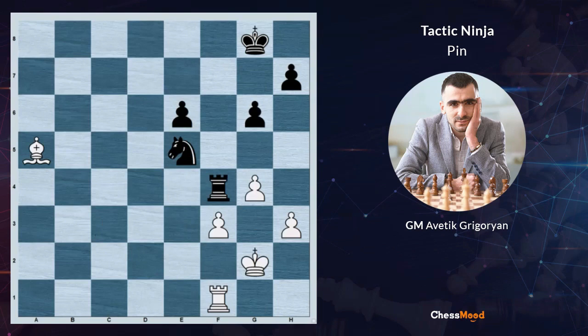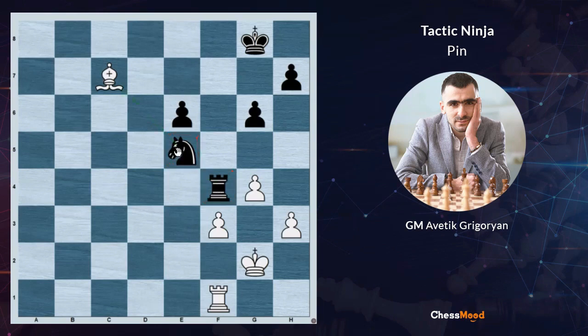Here we go, white to play. Please pause the video and think. Okay, if you said bishop c7, again, it's correct. In this case, you pin the knight. Here is a more valuable piece, and the knight cannot be moved because it will expose a more valuable piece.